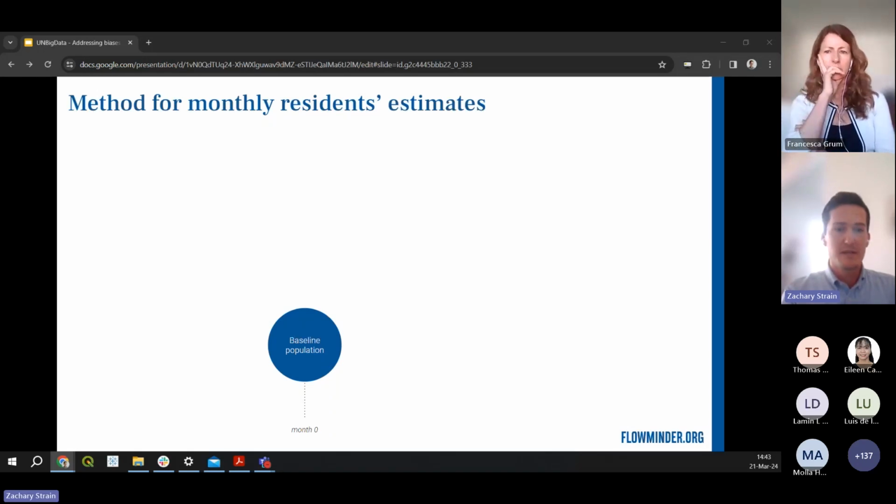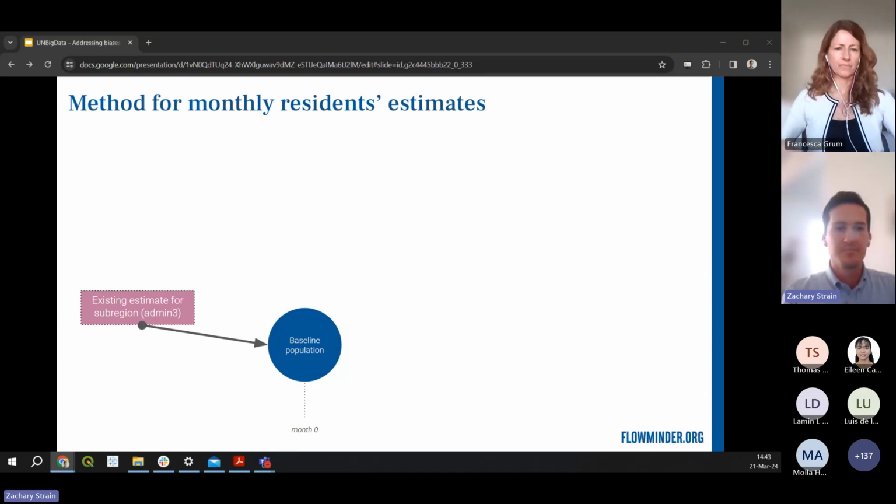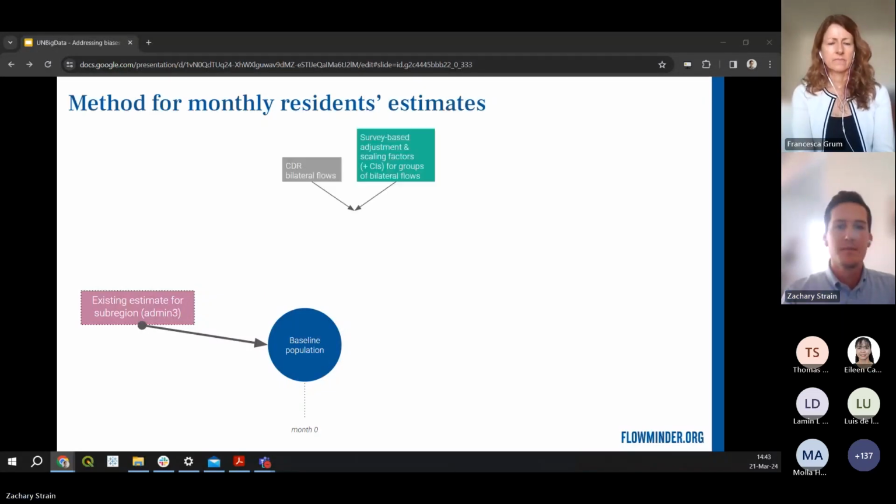So I'm going to walk you through our method for monthly residence estimates. We begin with a baseline population in month 0, and we use an existing estimate for the population in that subregion, and the date is tied to when the data collection for that existing estimate occurred. So if it was the census and the census was taken in June 2021, this will be our month 0.